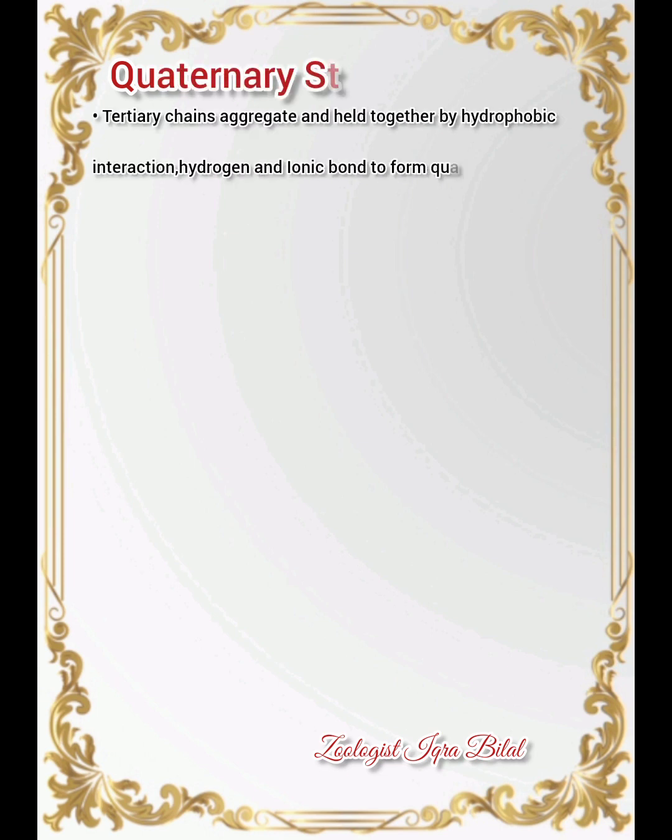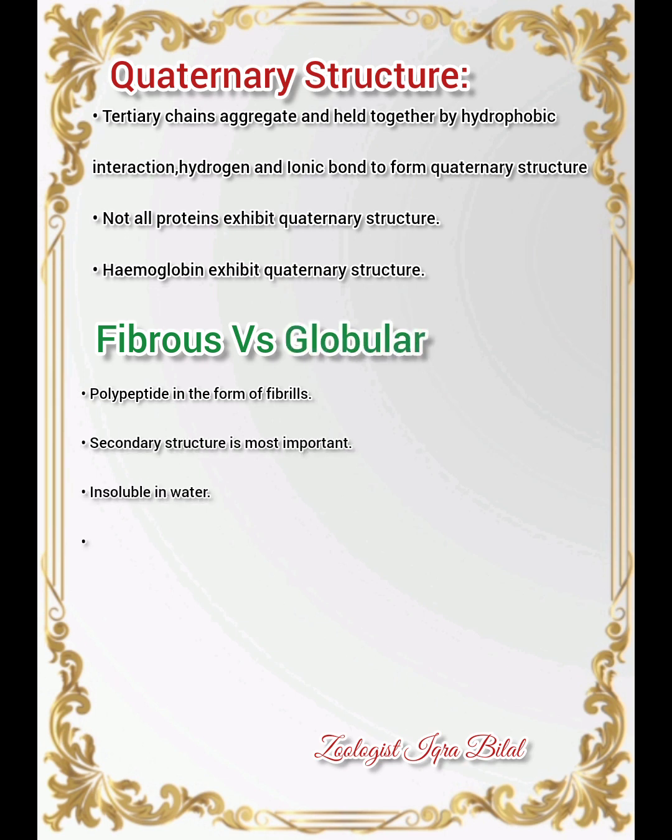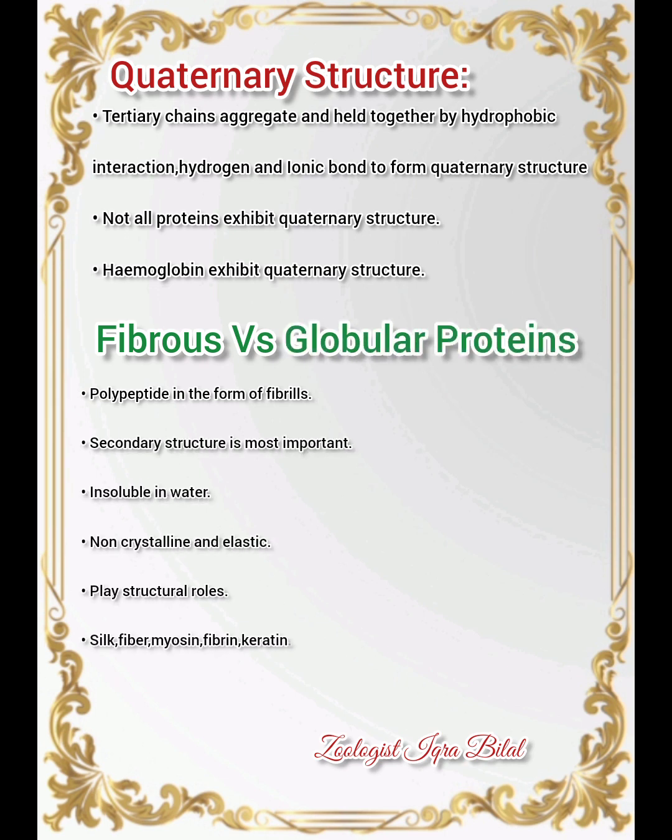Quaternary structure. Tertiary chains aggregate and are held together by hydrophobic interaction, hydrogen and ionic bonds to form the quaternary structure. These three forces are very important to hold tertiary chains together. Which three? Hydrophobic interaction, hydrogen and ionic bonds. Not all proteins exhibit quaternary structure. Hemoglobin exhibits quaternary structure.